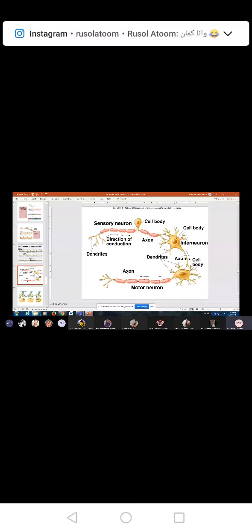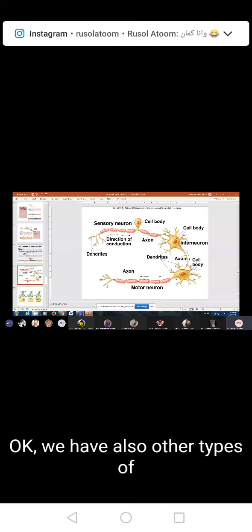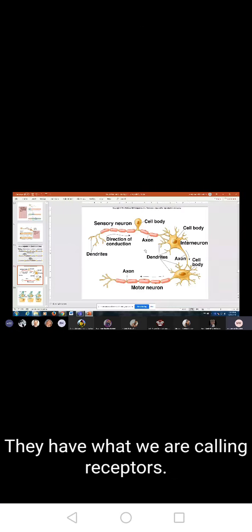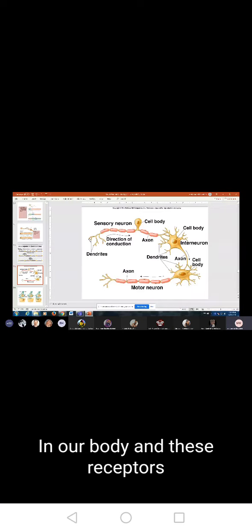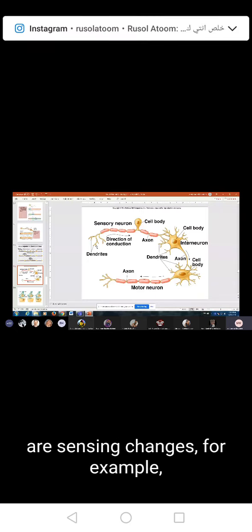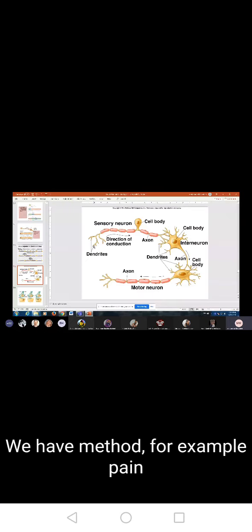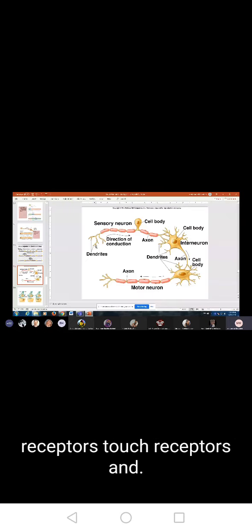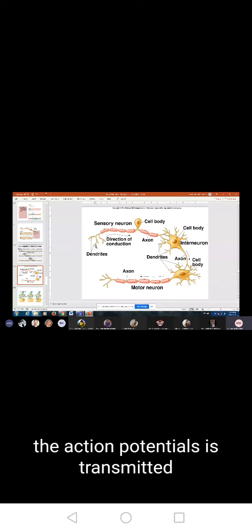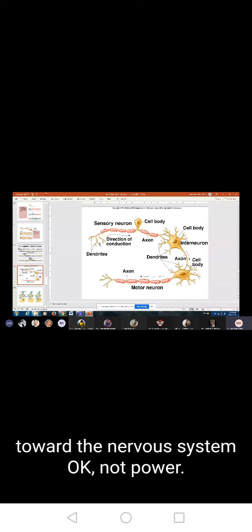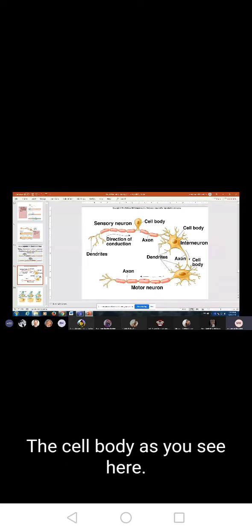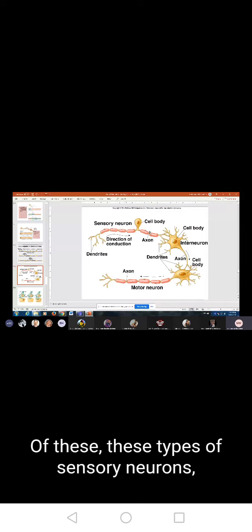Okay, we have also other types of neural cells, as you see here. They have what we are calling receptors in our body, and these receptors are sensing changes, for example, changes in temperature. We have, for example, pain receptors, touch receptors, and others. At these receptors, the action potentials are transmitted toward the nervous system, okay? Not toward the cell body, as you see here of these cells.